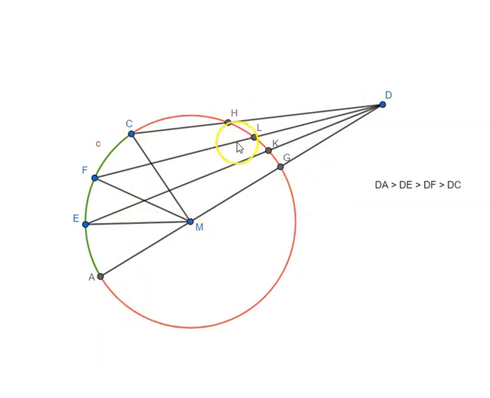Now let's look at the second part. So now we are going to look at the convex part. Let me highlight that in blue. So now let's join H, L, K with the center.